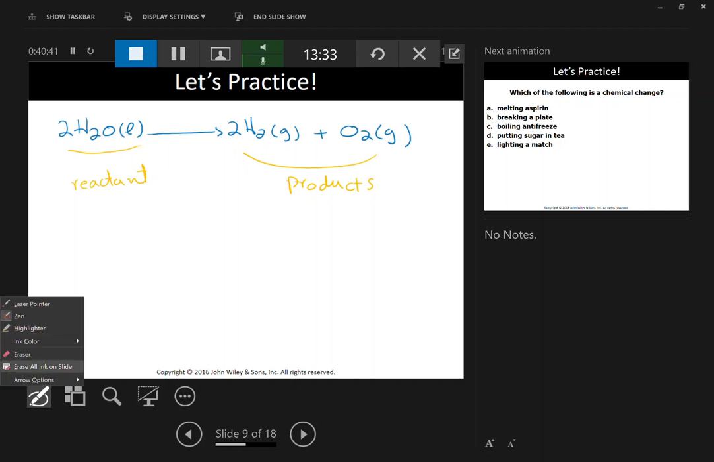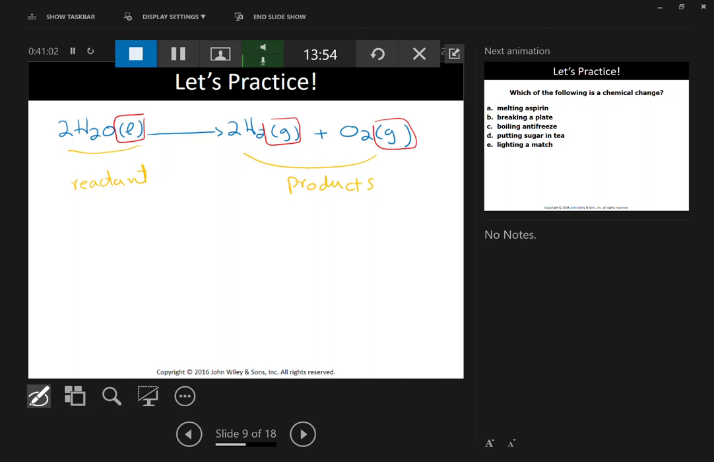Now, lots of information we can get from chemical equations. Another piece of information is the physical state of every single reactant and product here. So when I look at this reaction, I know that the decomposition was done on liquid water, and what I got was hydrogen gas and oxygen gas. So in chemical equations, you would always see the physical state of every single reactant and product.